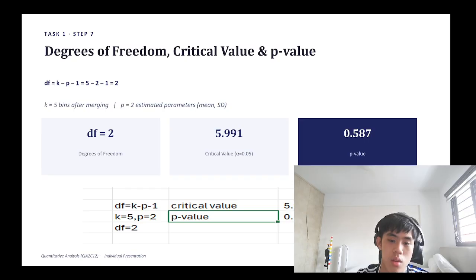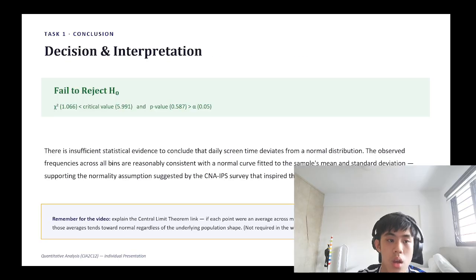When I did the testing for the chi-square, I found out that the critical value is 5.991, while the p-value is 0.58. Therefore, I fail to reject, as the chi-square statistic is less than the critical value and the p-value is greater than the significance level.